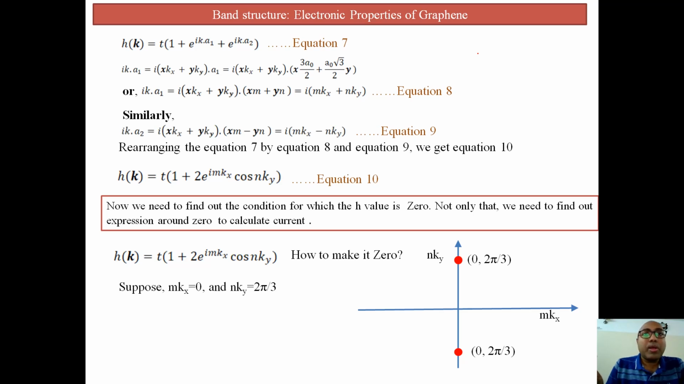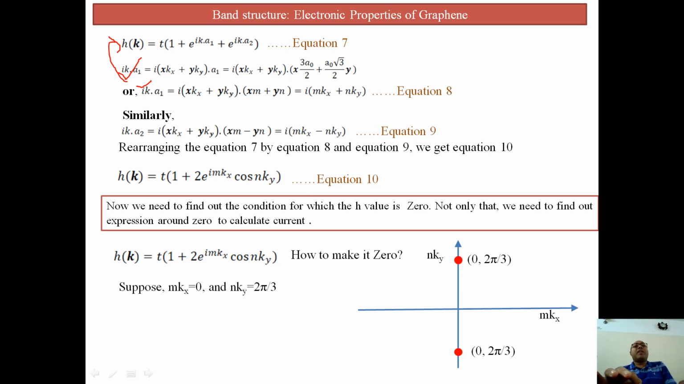Now that we have ik1 and ik2, we find ik1 from this expression and ik2 from this expression, and we need to put them over here. What will we get? We will get this expression: 1 plus 2 e to the power imkx cos nky.